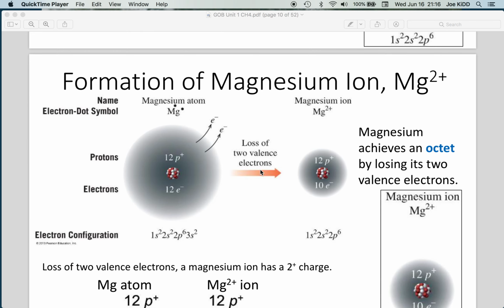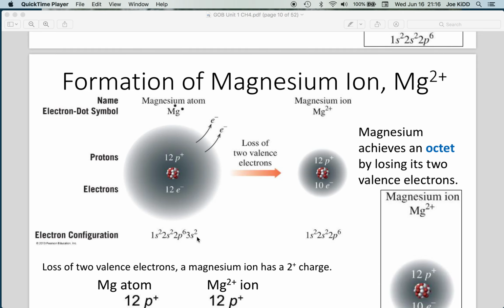What happens when we lose 2 electrons? For example, magnesium. We look at magnesium, find it on the periodic table. We see that it's going to have 2 valence shell electrons. There's the Lewis dot structure. There's the electronic configuration, right? We have 2 electrons in the 3s.